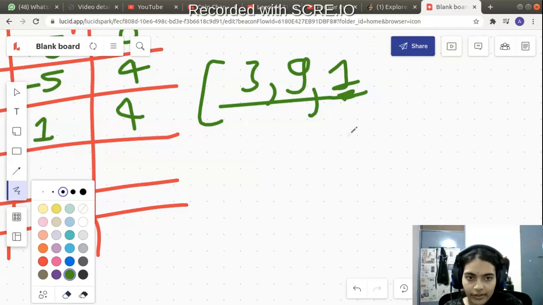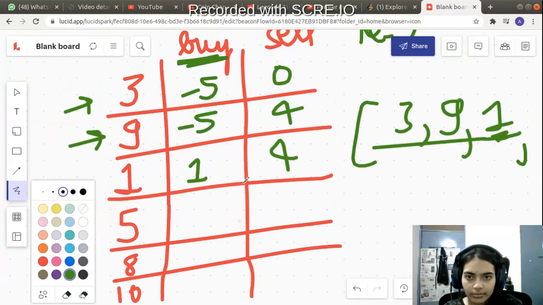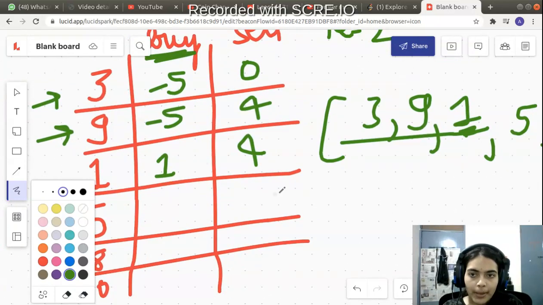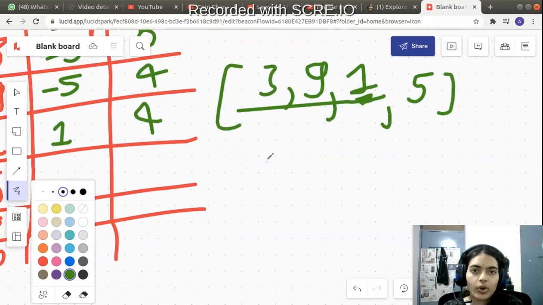So we will consider buy first and then we'll consider sell. Okay, so we'll try to fill this particular column first, which is buy. So now if you are buying, you have two options. Either you hold the stock from before, or you buy the stock on this particular day.